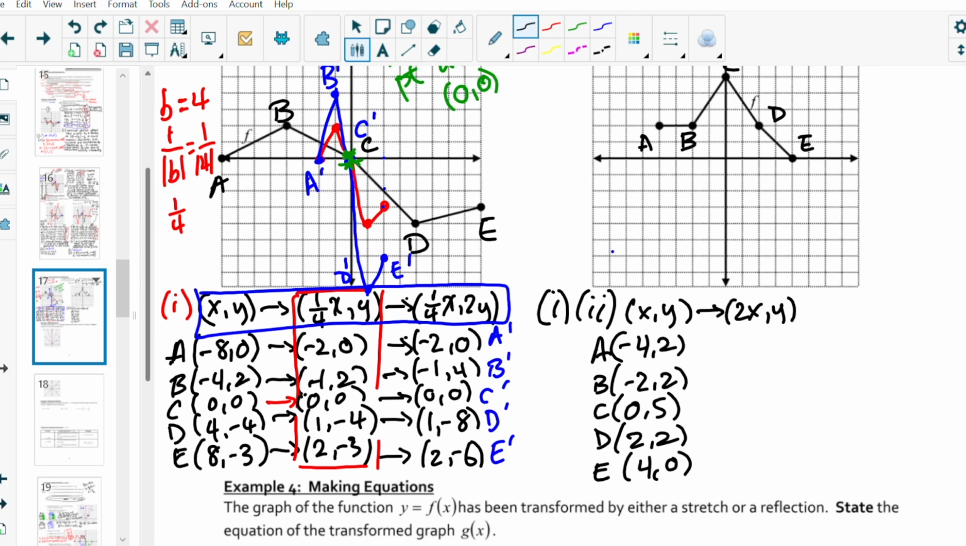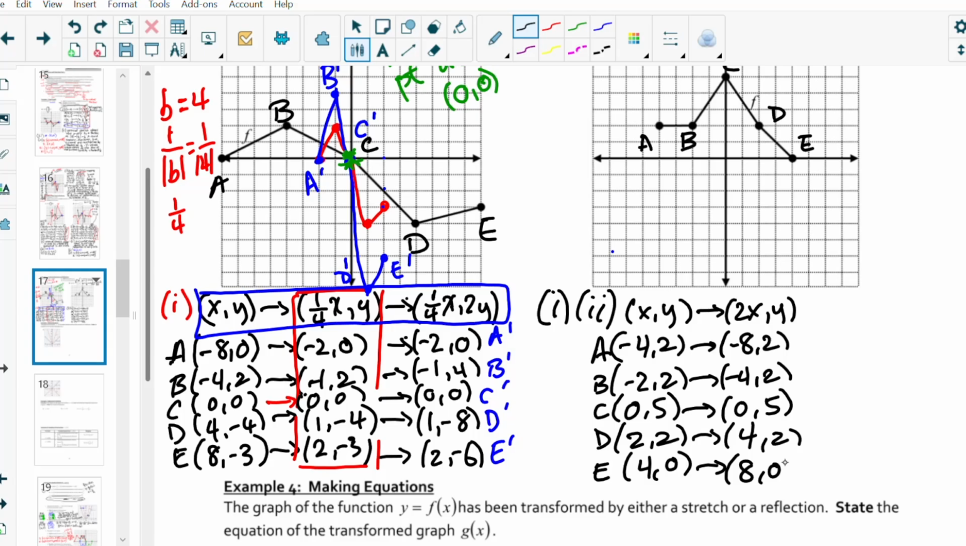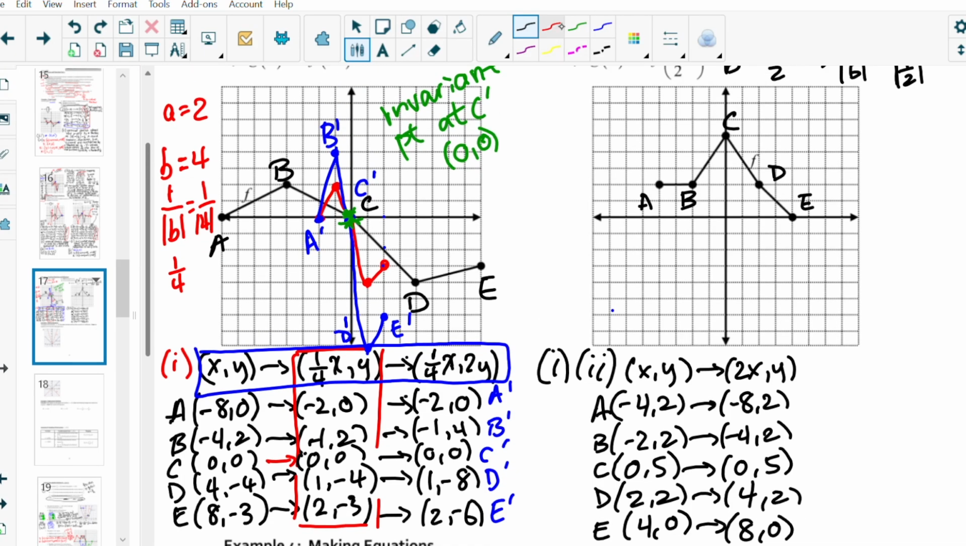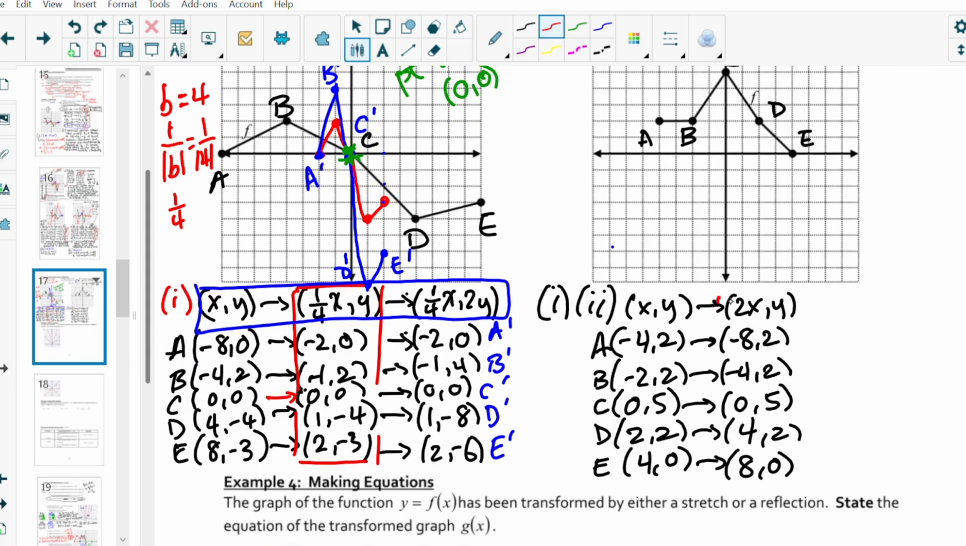The mapping notation is (2x, y). So all the x values I multiply by 2. So that's (-8, 2), (-4, 2), (0, 5), (4, 2), and (8, 0). As a halfway point, I'm going to graph that so you can see the piecemeal transformation.